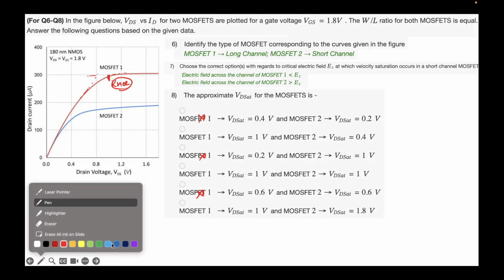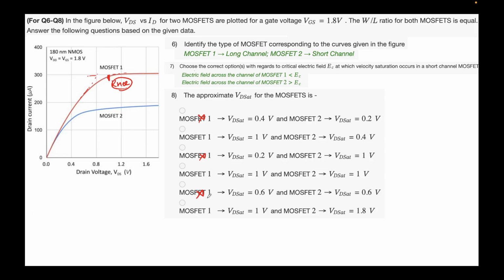Let's try to find out for MOSFET 2. So MOSFET 2, is it 0.4 volts? It's definitely not 1 volt, because you can see that it has channel length modulation here, but it must have started to saturate. If it did not have channel length modulation, it would have looked something like this, the dotted line that I'm drawing, right? So at 1 volt it's definitely not there. This is definitely not correct. 1.8 is definitely not true.